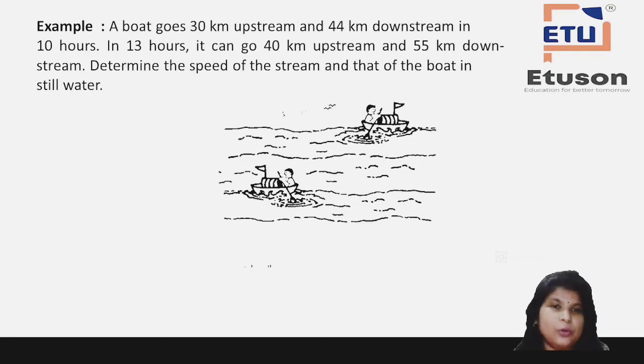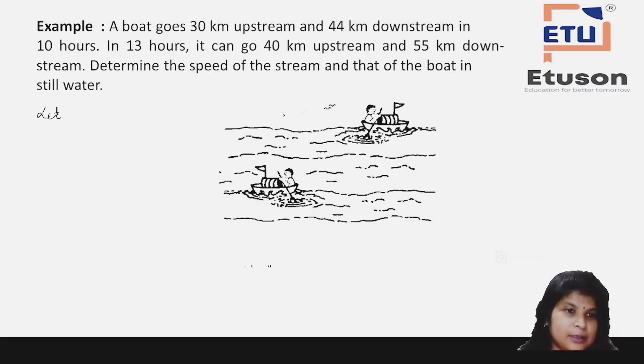A boat goes 30 km upstream and 44 km downstream in 10 hours. In 13 hours, it can go 40 km upstream and 55 km downstream. Okay. Determine the speed of the stream and that of the boat in still water. So first we need to form the equations here. What we will do, we will consider it like this.